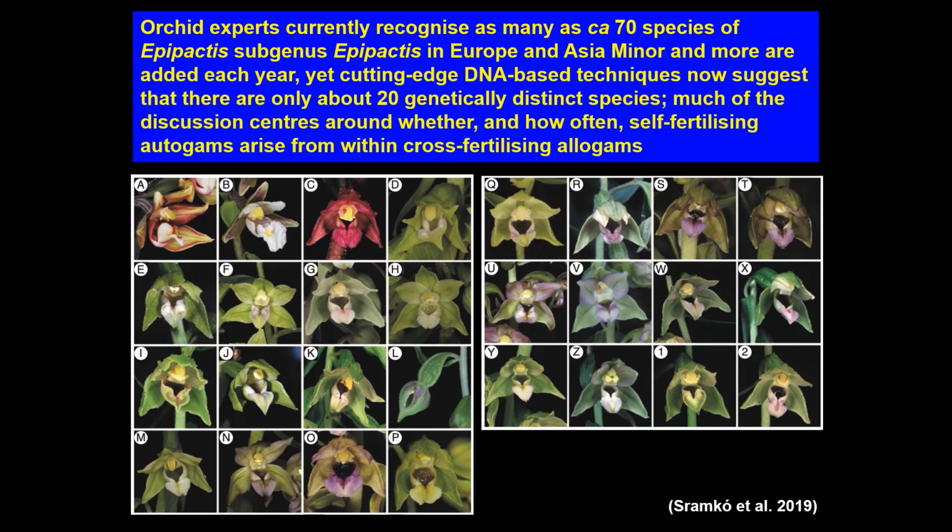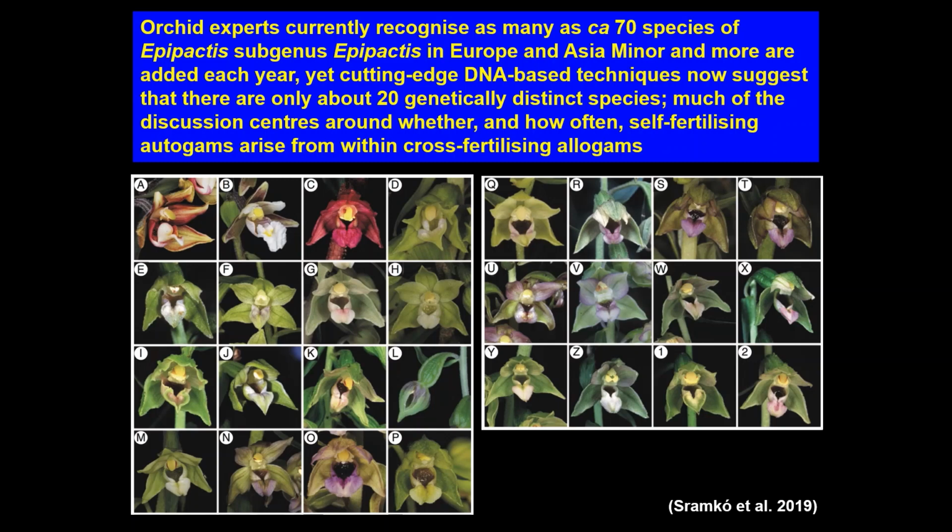One of the problems we have, particularly in the genus Epipactis, but also in other European orchid genera at the present time, is taxonomic oversplitting. At the present time, as best I can judge, there are about 70 current names referring to Epipactis, subgenus Epipactis in Europe and Asia Minor, and several more are described each year.